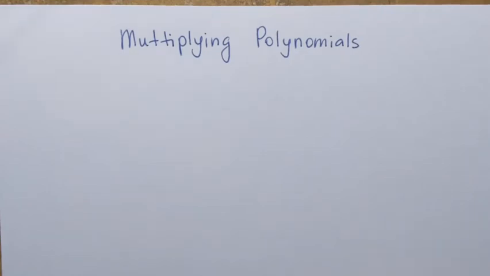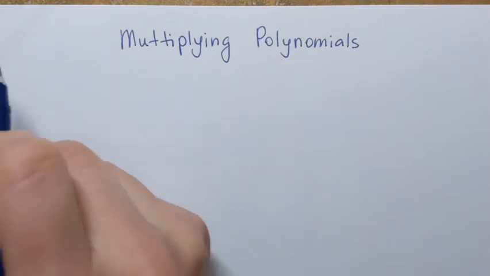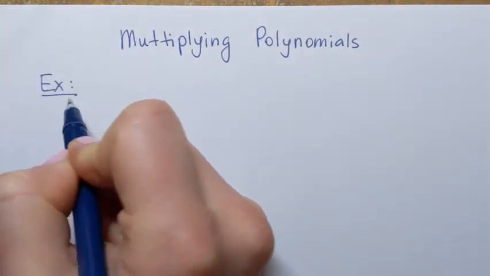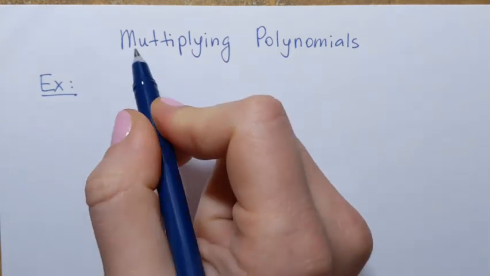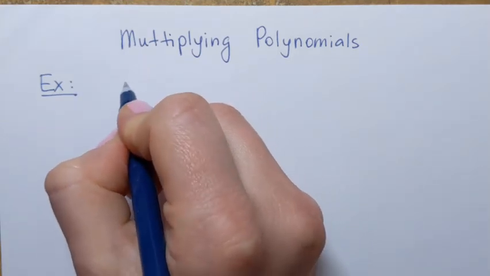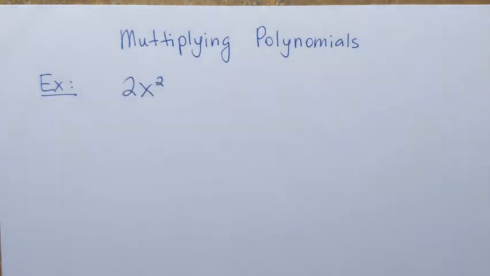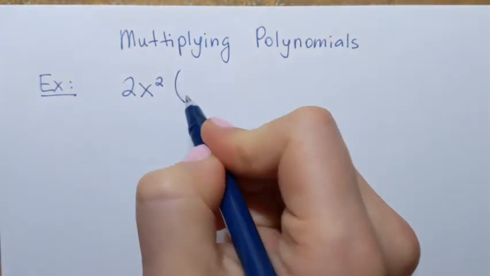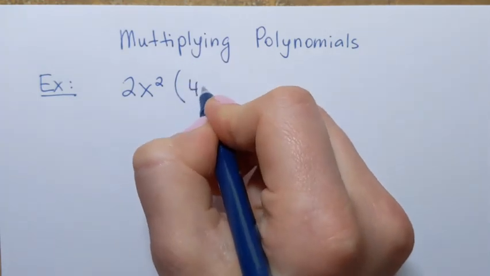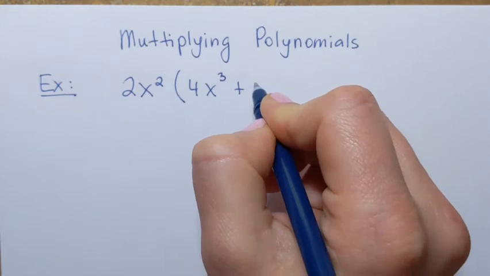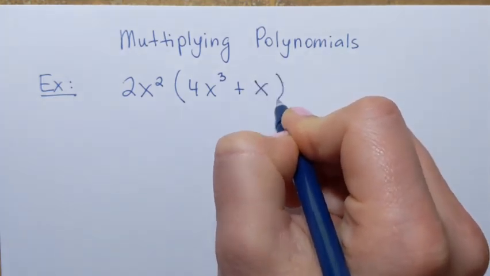In this video, we're going to learn how to multiply polynomials. Let's start with the following example. In this example, we will need to multiply monomial 2x squared by binomial 4x to the third power plus x.